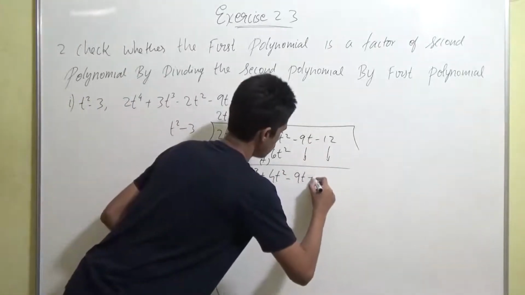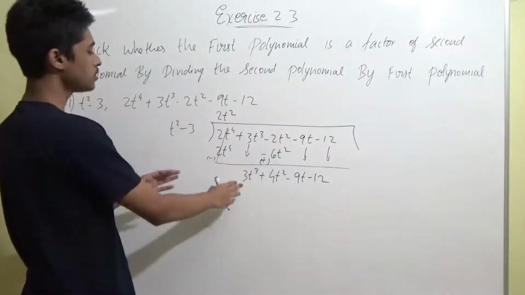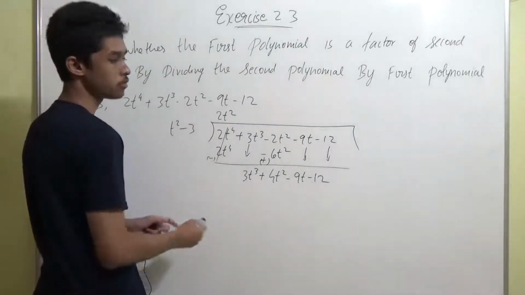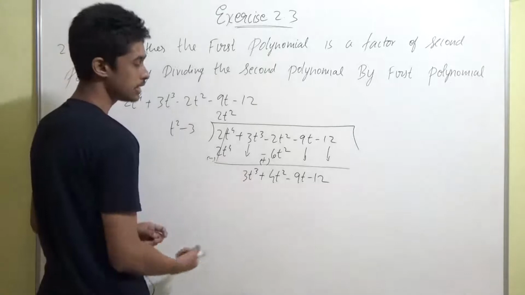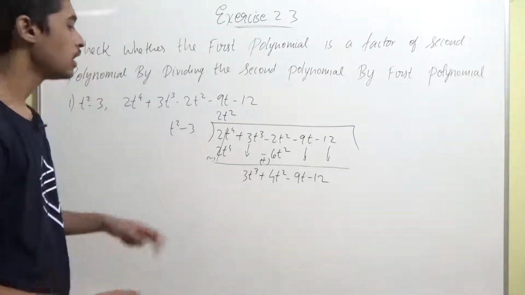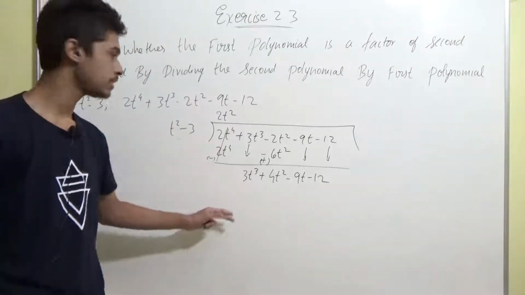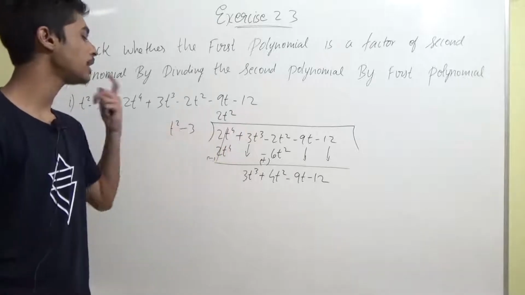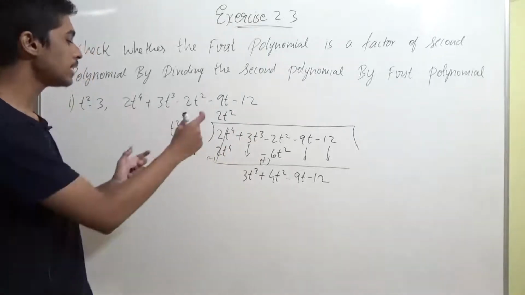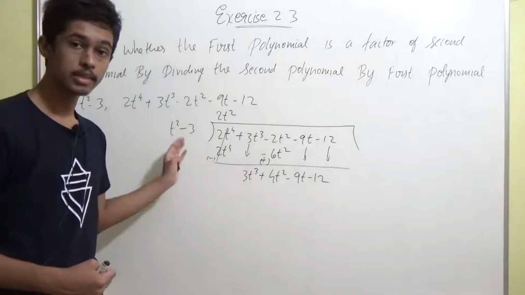Now we have to see here, guys, in the first term it is 3t to the power 3, and here it is t to the power 2. To get 3t to the power 3, by what term do we have to multiply t to the power 2? It is 3t, because 3t into t square is going to give us 3t to the power 3.